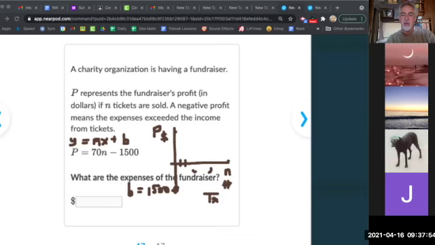And when we draw a line, you're going to have something like this. Profit, over here is profit, here's a loss. And that is an analysis of how this goes. So when n equals 0, if I were to put n equals 0, no tickets sold, I'm getting P equal to basically 70 times 0, and this is how people got that answer, minus 1,500.